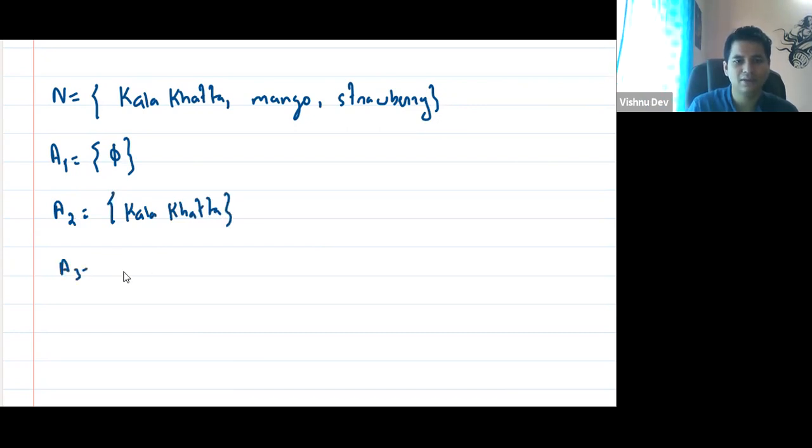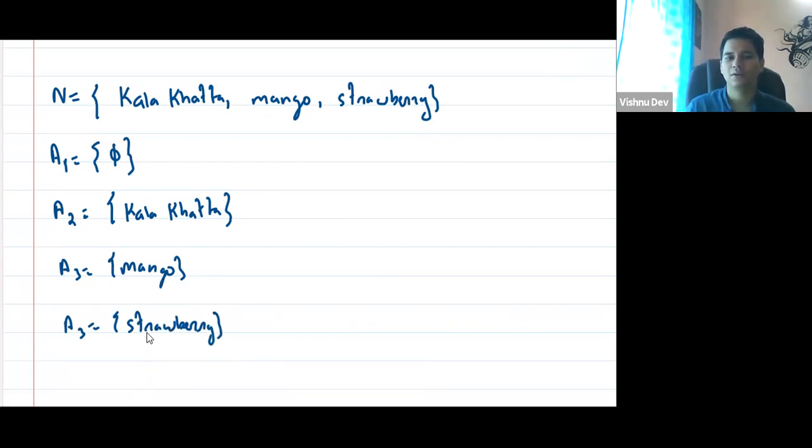or mango, or strawberry. Or he can have two flavors, like kala khatta and mango. Sorry, I'm just writing repeated things. My bad. A6: mango and strawberry.